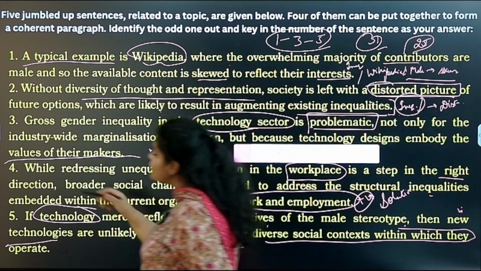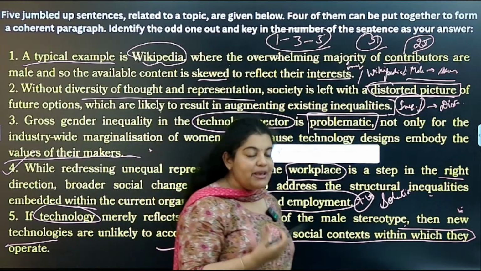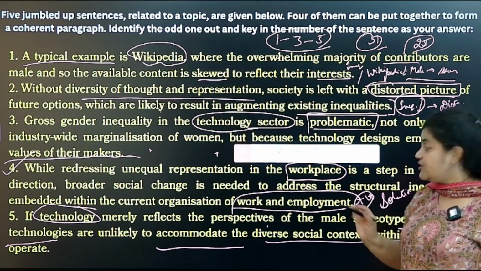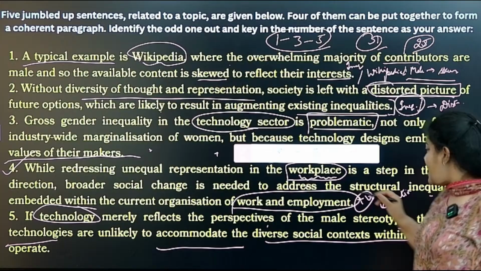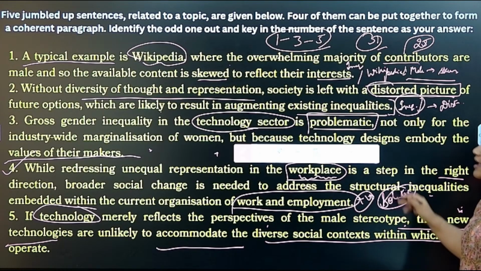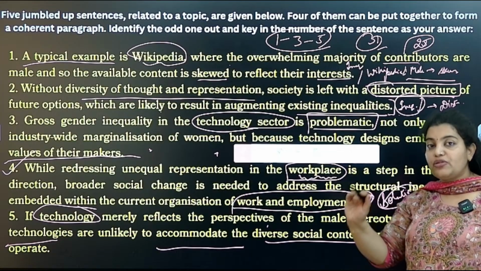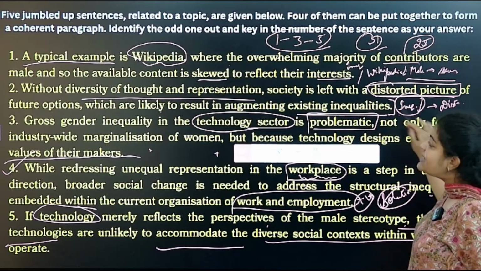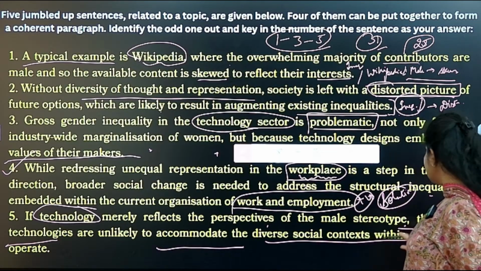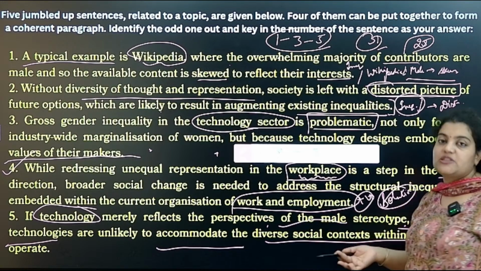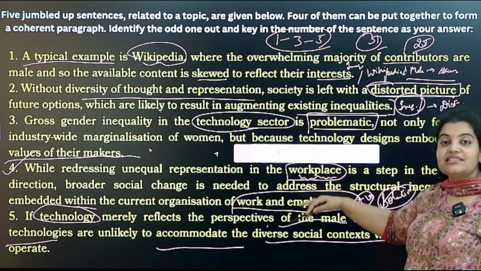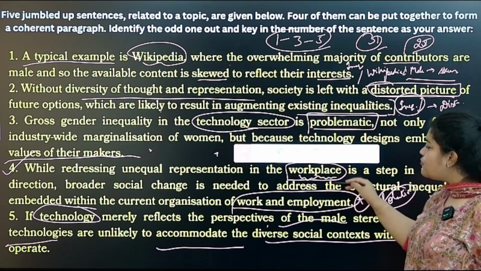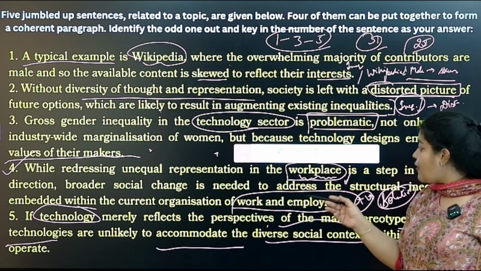And the correct answer to this question is that the odd one out is 4. What makes sentence 4 the odd one out is that it is talking about redressing unequal representation and it is talking about the workplace. And it is more like giving a solution. Whereas the rest of the sentences are revolving around the technology sector and inequalities, and if the inequalities are not tackled properly, then we will not be able to reflect the true perspective. Basically all the remaining sentences are saying that if we go with the male perspective, the picture will not be correct, and this one is more of a redressal and is more about workplace issues.